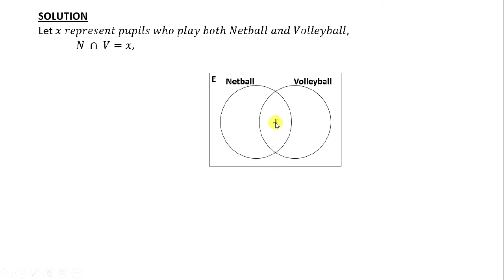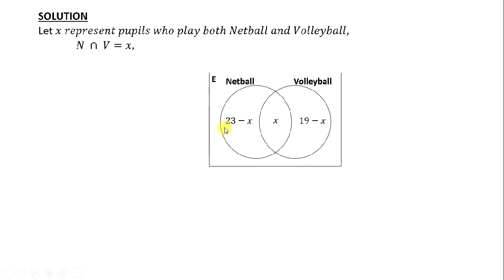Now, if this is the intersection, it means that this region is netball only. X are those pupils who played both netball and volleyball. This region is representing the pupils who played netball only, and this region represented those who played volleyball only. So to get this region, you have to subtract the intersection from the total number of pupils who played netball. We'll do the same even for that region: the total number of pupils who played volleyball minus the intersection. So we'll say 23 minus X and 19 minus X.